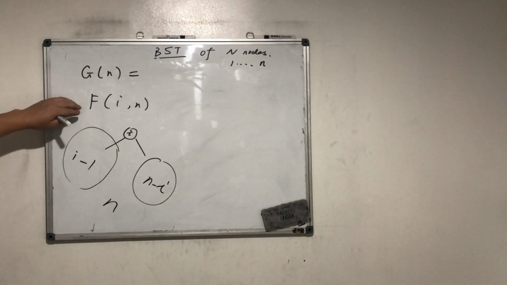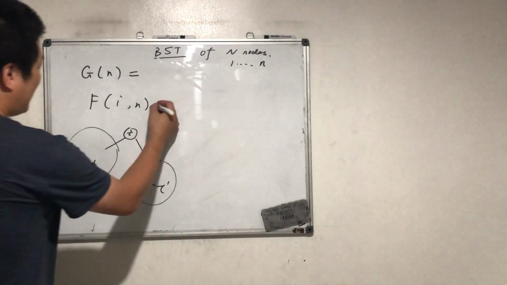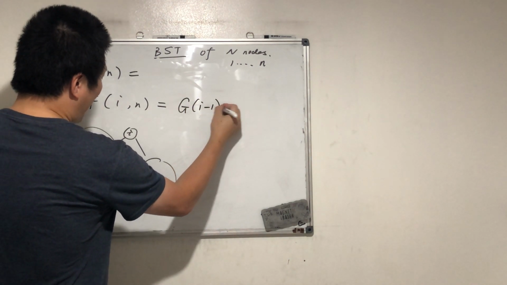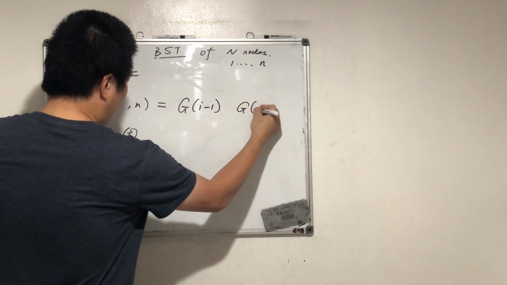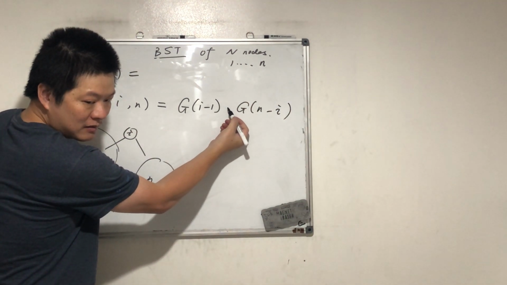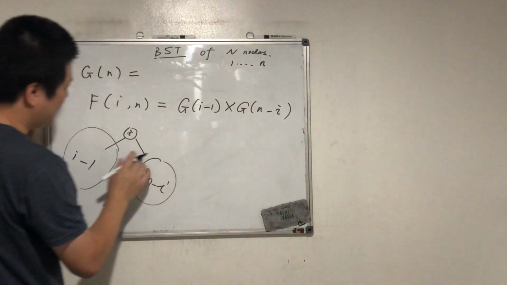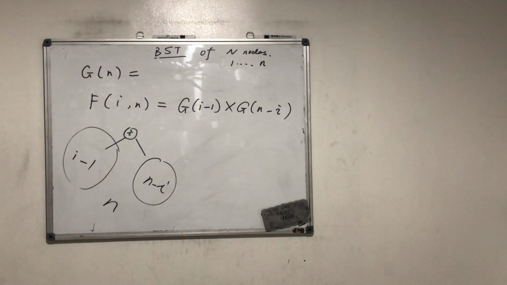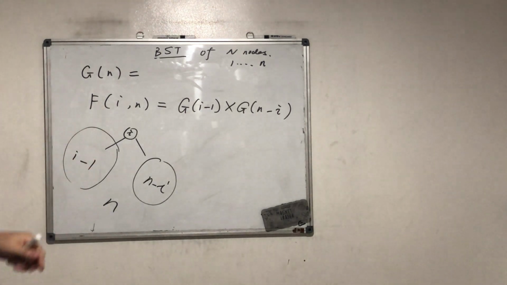Cool. So Fin equals G of i minus 1 and G of n minus i. So is it plus or multiply? Multiply, yes. Because look, these two are independent, so the combination should be multiplied together. So this is the function.